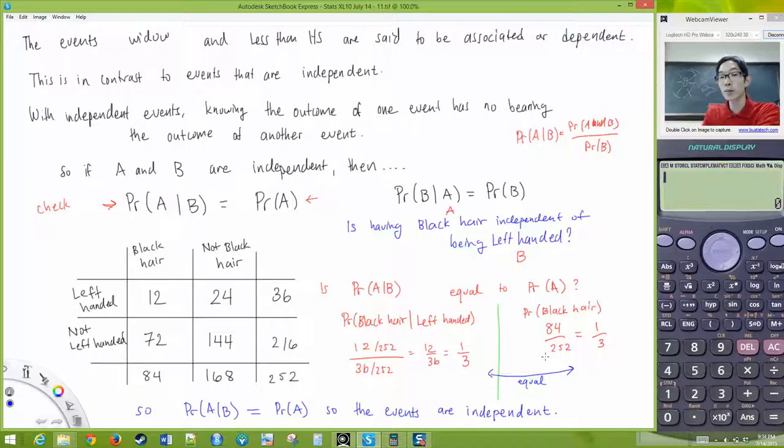So there are two ways to check. If this and this are equal, they are independent. If they are not equal, they are not independent. And you can flip them around and check that way instead. But if this is true, then this will also be true. That's a mathematical rule. If this one works out, then this one will also work out. You don't have to check them both. You can just check one, and it'll work out.